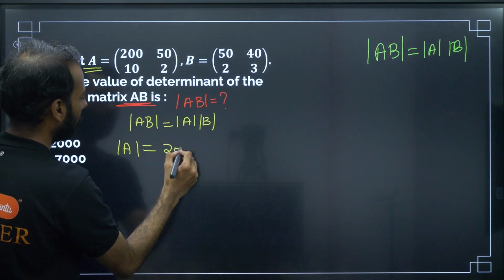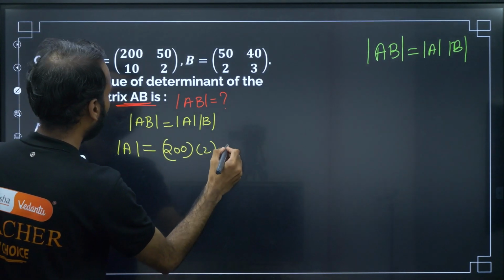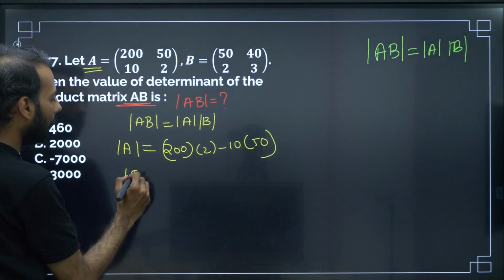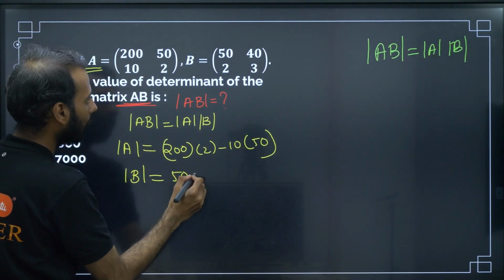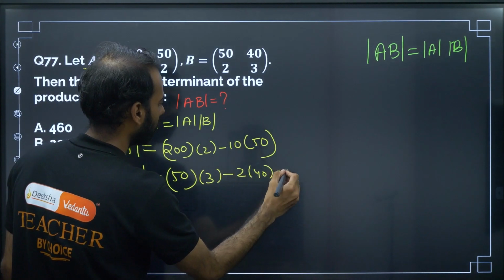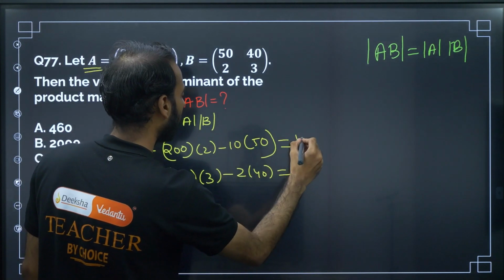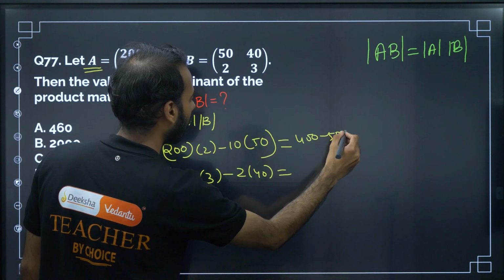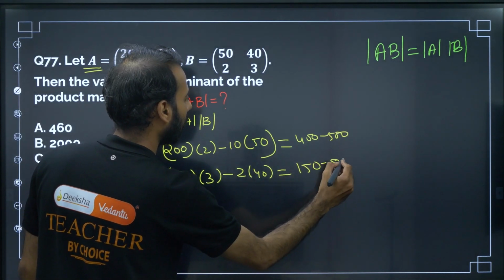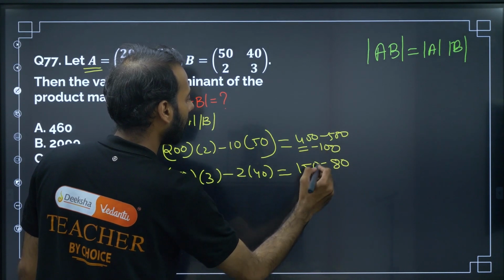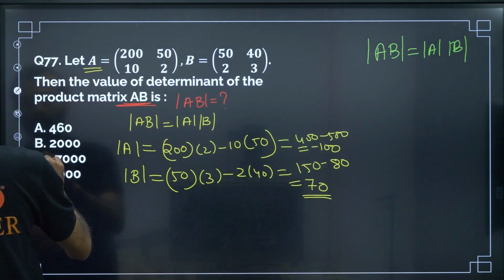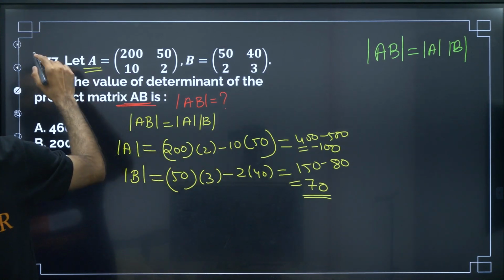200 into 2 minus 10 into 50. Next for B, det B, 50 into 3 minus 2. So if I multiply this, 400 minus 500 and 150, 42 is 80, minus 100, minus 170. So minus 7,000. If you multiply those two, you are going to get minus 1,000.